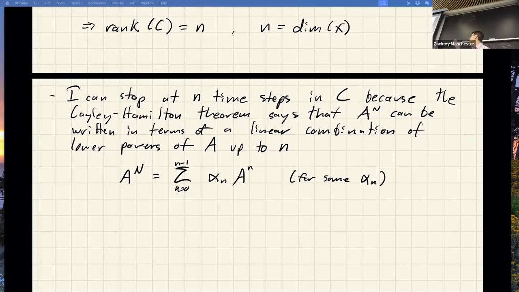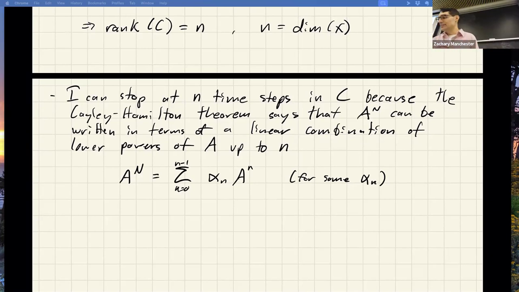There's a bunch of related results to this. Another way to say this is that A to the big N is a matrix polynomial in A itself up to only a little n. The other way to say this is that A solves its own characteristic equation, where the characteristic equation is the equation for finding the eigenvalues of a matrix. This one's on Wikipedia, you can look it up. It's not an absolutely key thing.